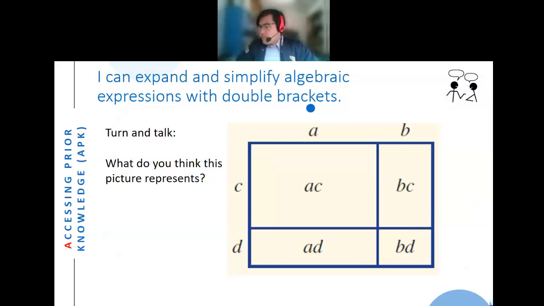I'll give you about 30 seconds. Have a look at it. And what do you think it represents? What does it remind you of? Just quickly put in chat for me whatever comes to your mind in terms of the APK.